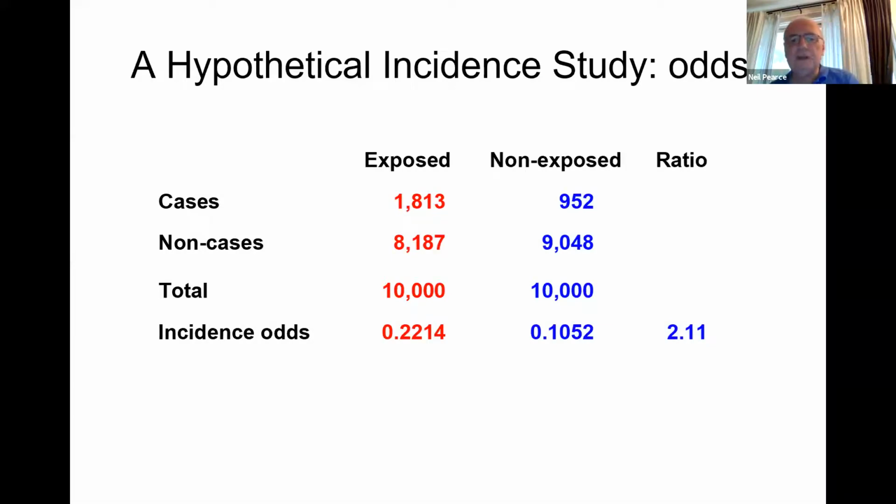Now, there's a third thing we can estimate in a cohort study, which is the odds. The risk was the cases divided by the total number of people. The odds is the cases divided by the non-cases. So it's the number of people who got the disease sometime during follow-up divided by the number of people who were followed to the end and didn't get the disease. So here the odds is 1813 over 8187, which is 0.22. And in the non-exposed, it's 952 over 9048, which is 0.1052. And the odds ratio is 2.1.